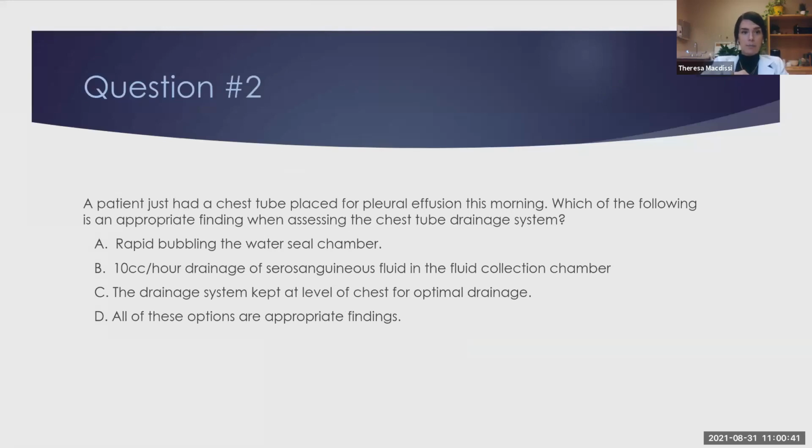Okay, question number 2. A patient just had a chest tube placed for a pleural effusion this morning. Which of the following is an appropriate finding when assessing the chest tube drainage system? A, rapid bubbling in the water seal chamber. B, 10 cc an hour drainage of serosanguinous fluid in the fluid collection chamber. C, the drainage system is kept at the level of the chest for optimal drainage. Or D, all of these options are appropriate findings. I'll give you guys a little bit of time to answer that.